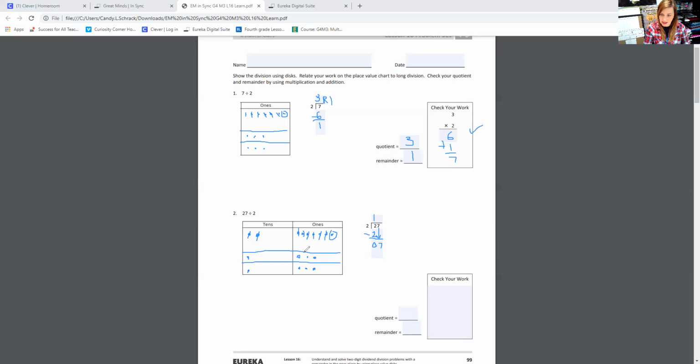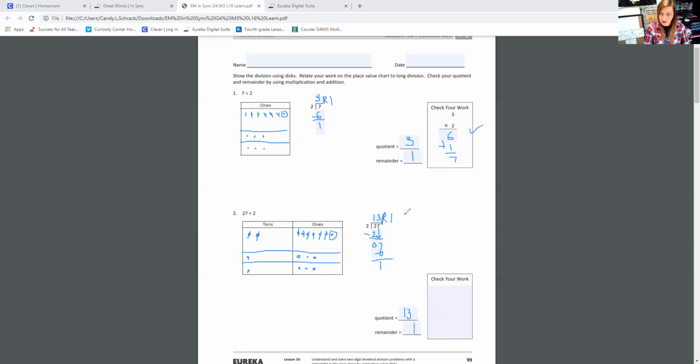Okay, and here I had 2 groups and there were 3 in each group. So I'm going to put a 3. And I know 3 times 2 was 6. I'm going to subtract it. There's my little remainder. I have to remember to write it up here, remainder 1. So my quotient was 13. And my remainder was 1.